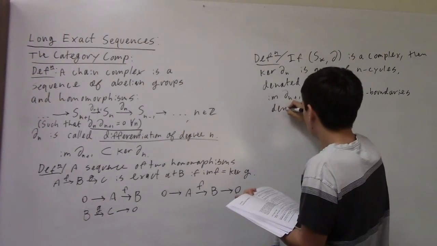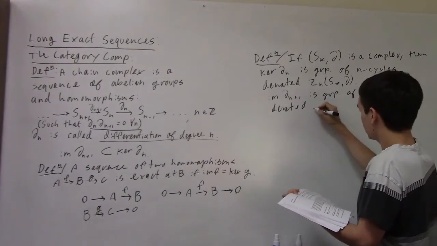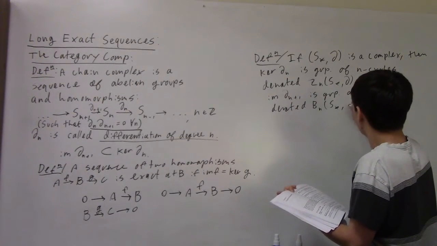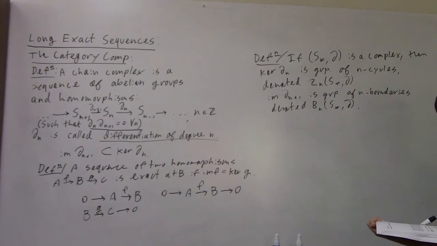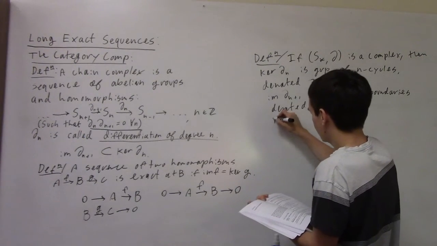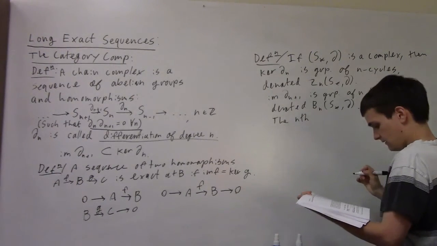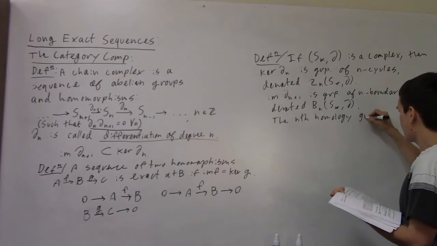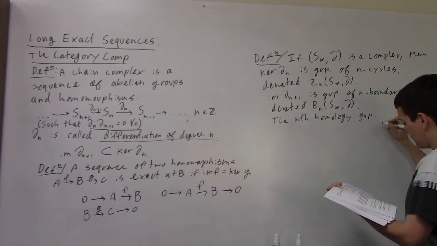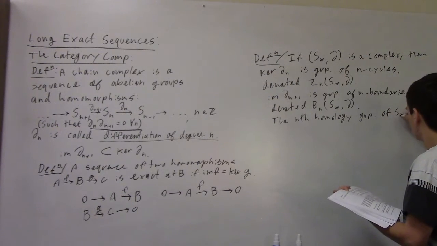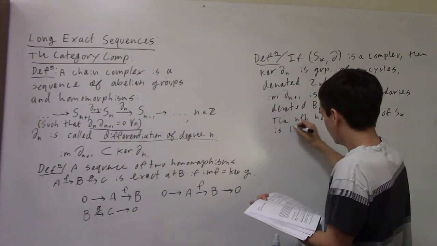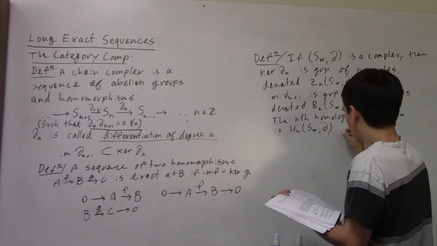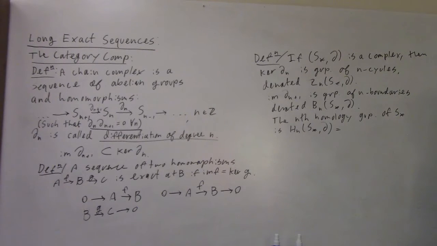And is denoted B sub n. So then we define the nth homology group of the complex is Hn. I guess the main difference here is that we're doing it for an arbitrary chain complex right now.